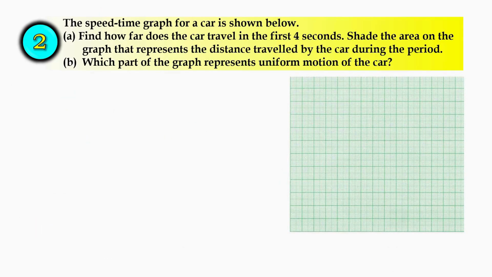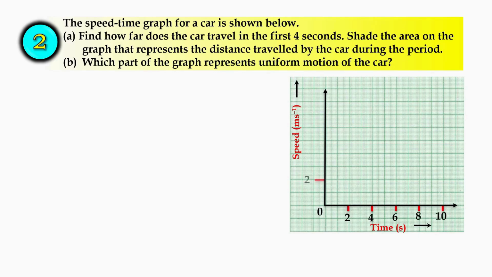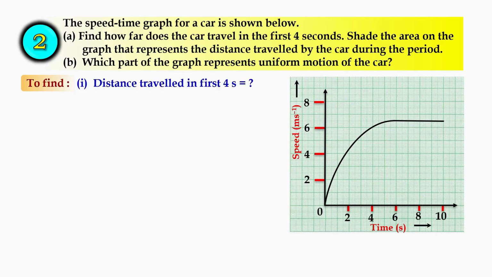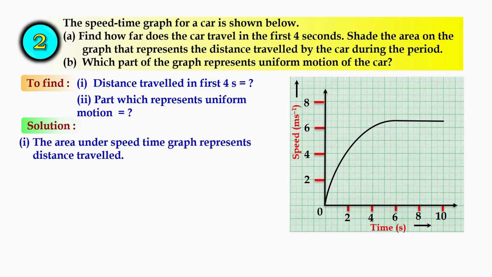Now let us solve another numerical problem based on a speed-time graph. The speed-time graph of a car is given in the figure. We have to find how far the car travels in the first 4 seconds and also identify which part of the graph represents uniform motion. First, remember an important concept. The area under a speed-time graph represents the distance traveled.